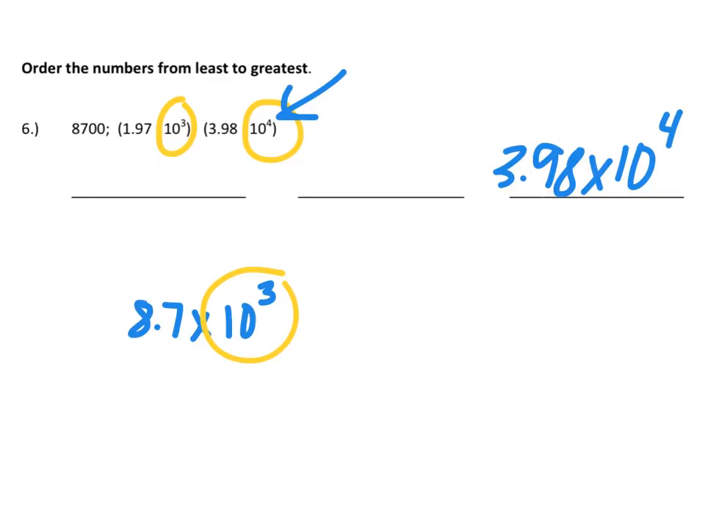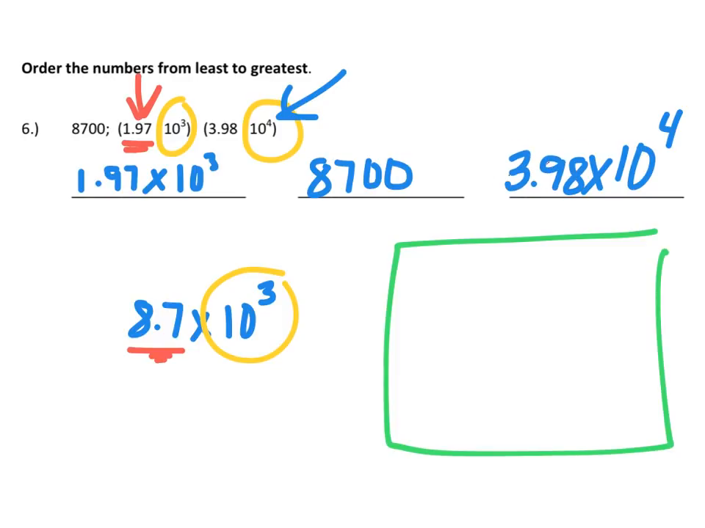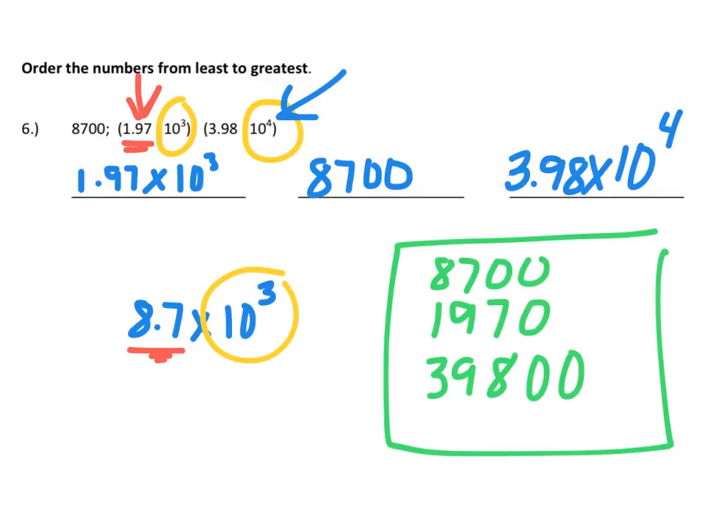Now I look at 1.97 and 8.7, and the least would be 1.97. We could also write them all in standard form and take a look at them as well. And by listing them in standard form, you can see that 1,970 would be the smallest amount. So either way, this is the answer you should have gotten.